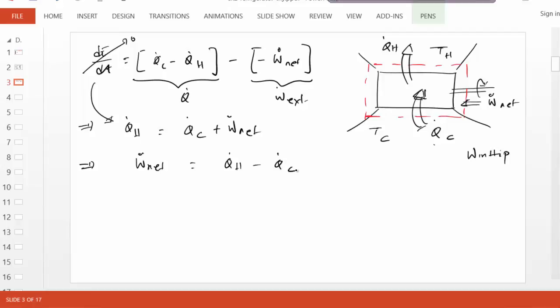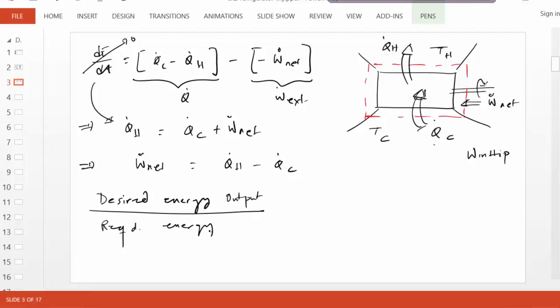So how will we define an energetic efficiency? Just like the thermal efficiency of a heat engine, the desired energy output divided by required energy input. What is the desired thing here? It is Q dot C. That's the load on your system. You want to remove Q dot C, so many kilowatts, from a cold place. And how do you pay for it? With the work. Both are positive numbers.